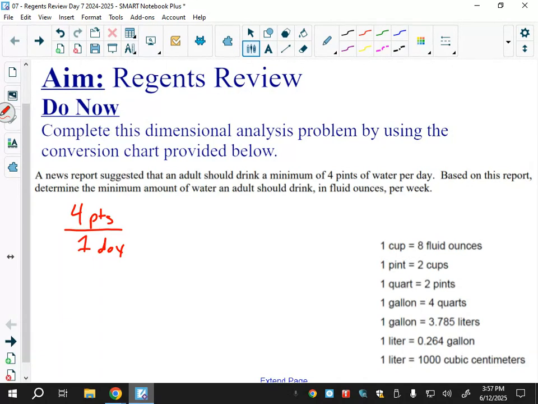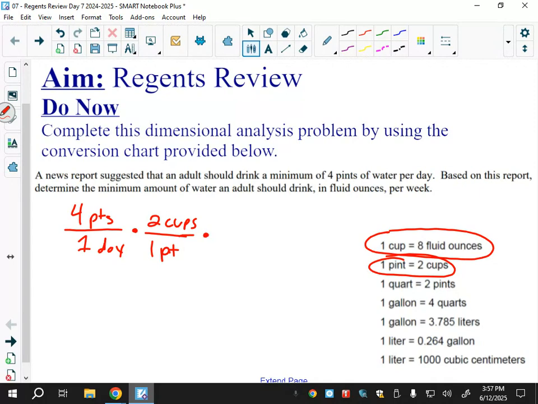So first thing we should see is that we know 1 pint is 2 cups. So we're going to multiply by that conversion factor. We want the pints unit to cancel, so the 1 pint has to go in the denominator, 2 cups will go in the numerator. But we don't want cups as our final answer, we want ounces. So then we want to use our conversion factor. That 1 cup is 8 fluid ounces.